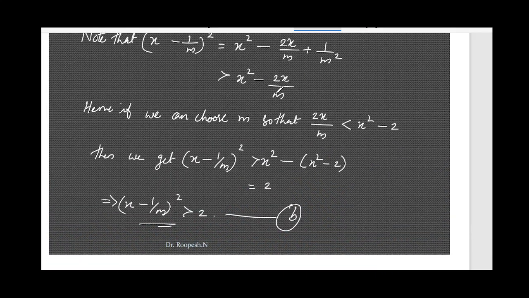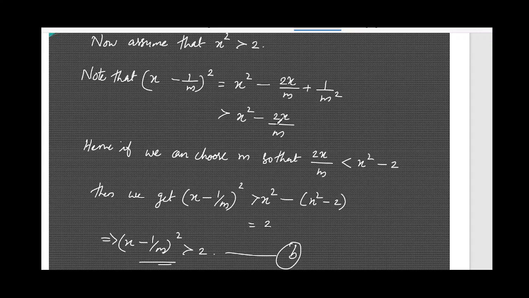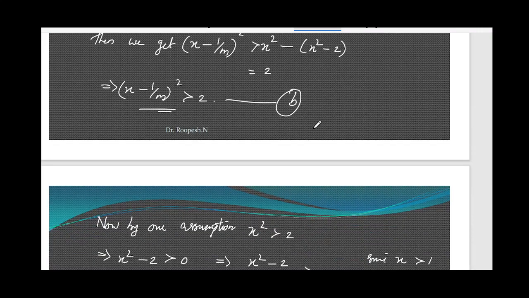So when you are having x square minus 2x by m, this value is greater than (x minus 1 by m) whole square, which is greater than 2 by your condition B. (x minus 1 by m) whole square is greater than 2. So this value is greater than 2 by B.